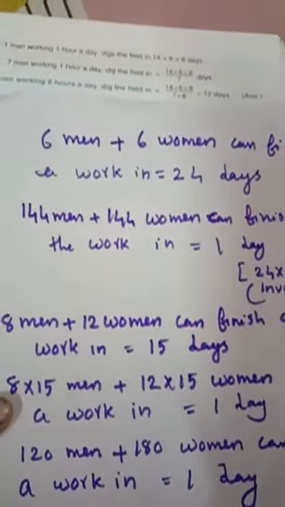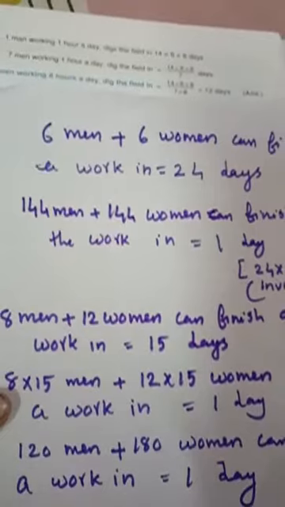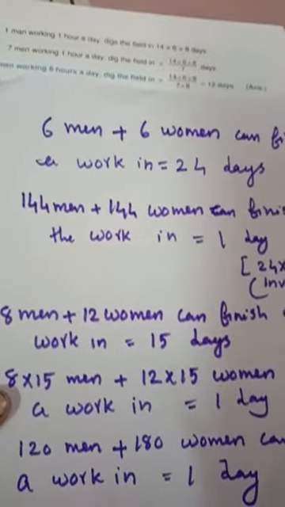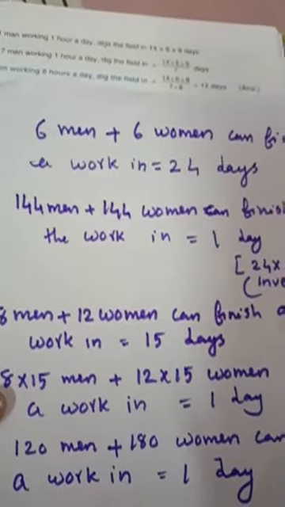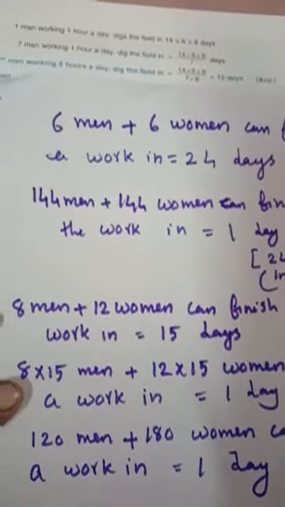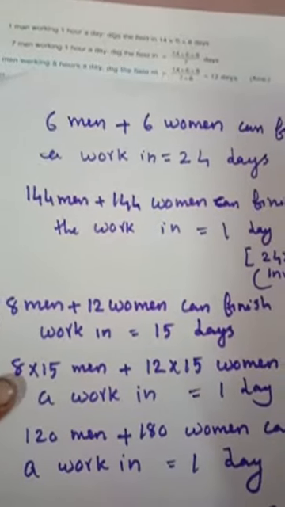See, this is also inverse variation. If the number of men is increasing, the days will decrease. If the days are fewer, then the number of men is increasing, isn't it?